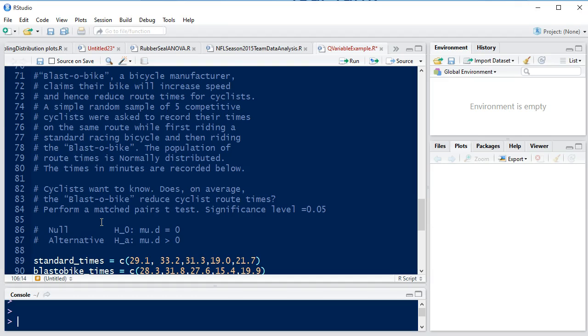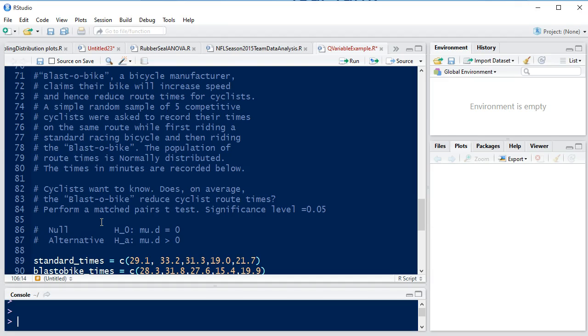So what that means is that we're dealing with paired data because there are 2 measurements for 1 cyclist. And now it says that we know that the population of route times is normally distributed. This is important because in order for us to do a t procedure, we need to either know that our population is normally distributed or we need to have a larger sample size. And so we have a pretty small sample size in this case, it's just 5. So we need to know that those distributions are normal.